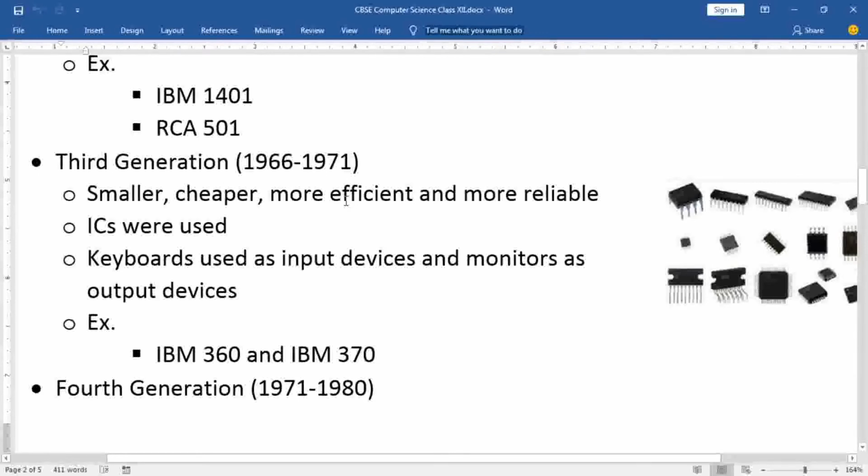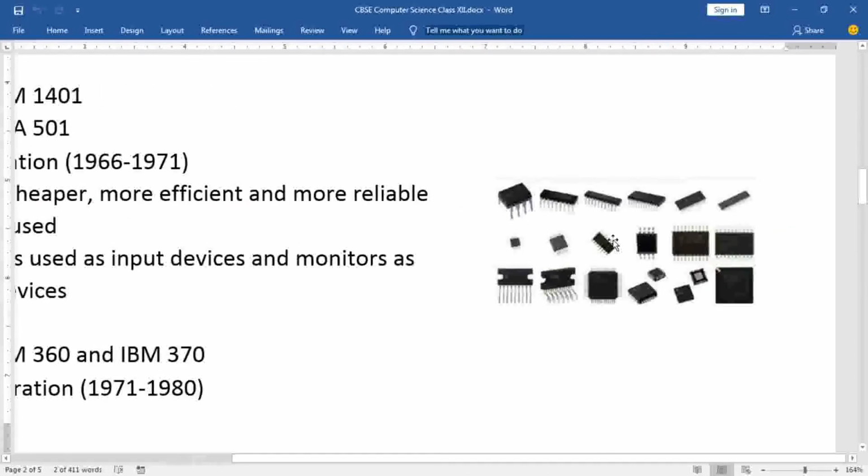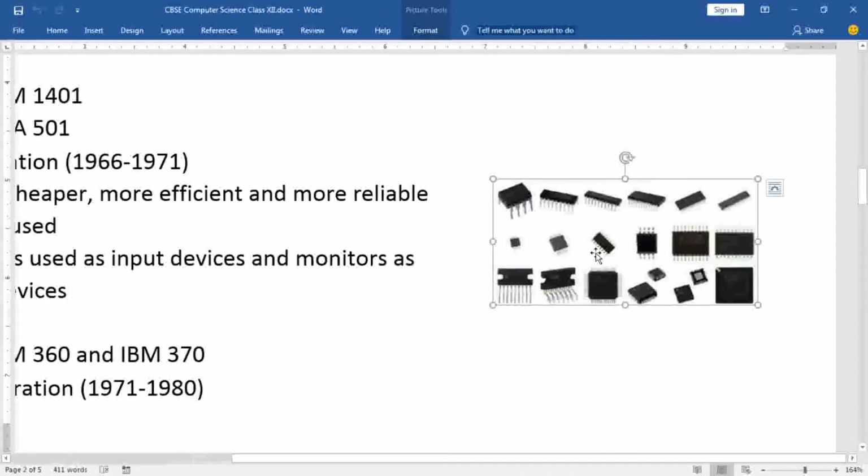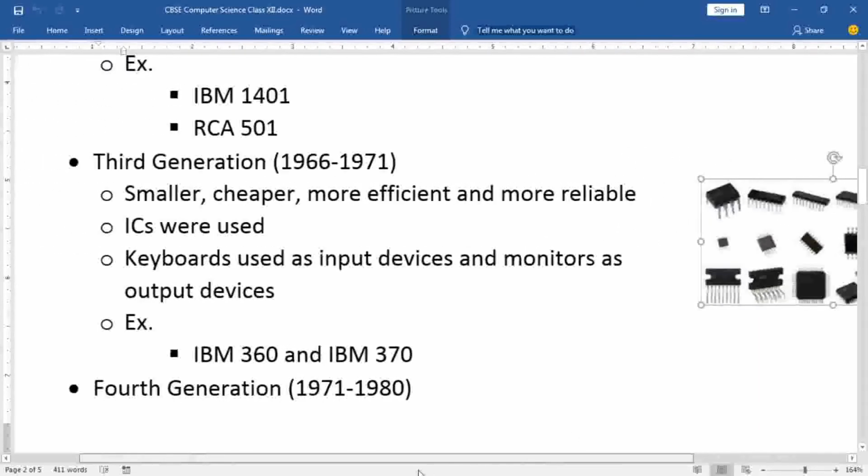They were using ICs. IC I have already introduced in a previous video. The full form is integrated circuit. Some pictures of ICs I have placed over here for review. You can see here, these are the pictures of ICs. They are electronic components which were used in third generation computers.